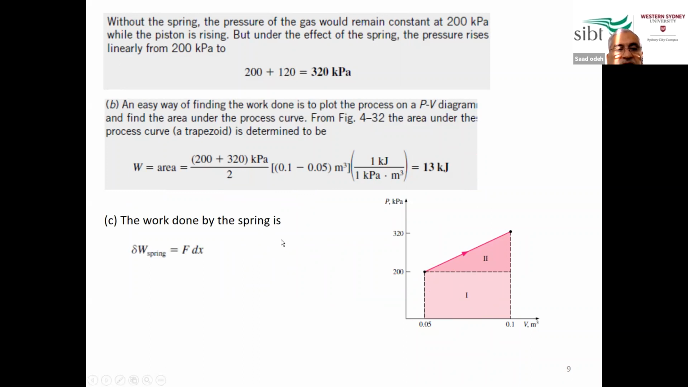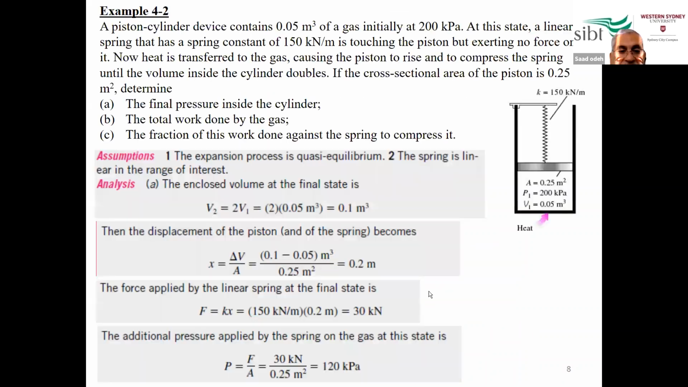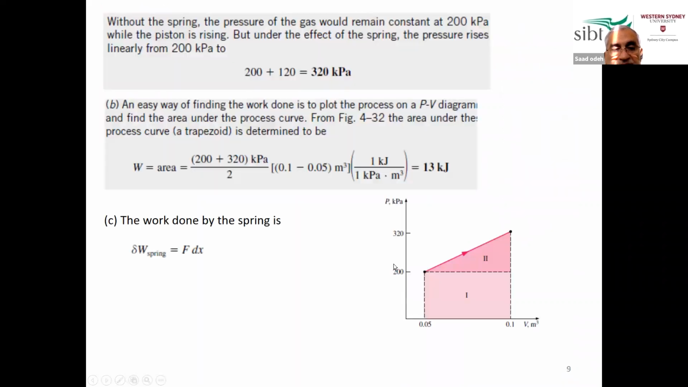The last requirement is the work done by the spring, which is simply force multiplied by dx. We already found x from before. The x is 0.2 meter. We use this x because it is the change in the length of the spring, so we use 0.2 to find the work done.